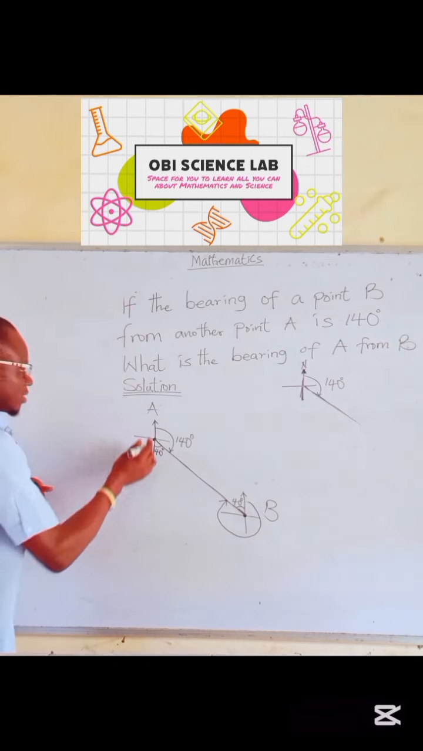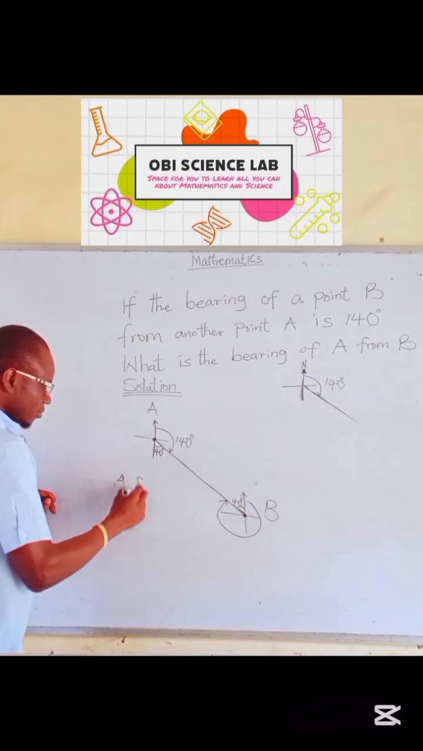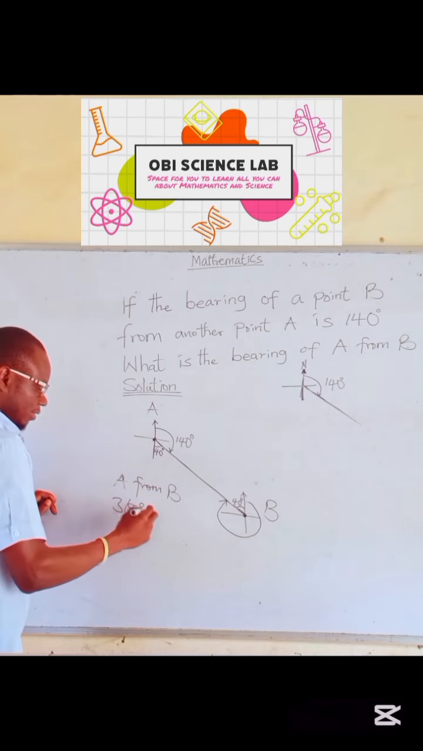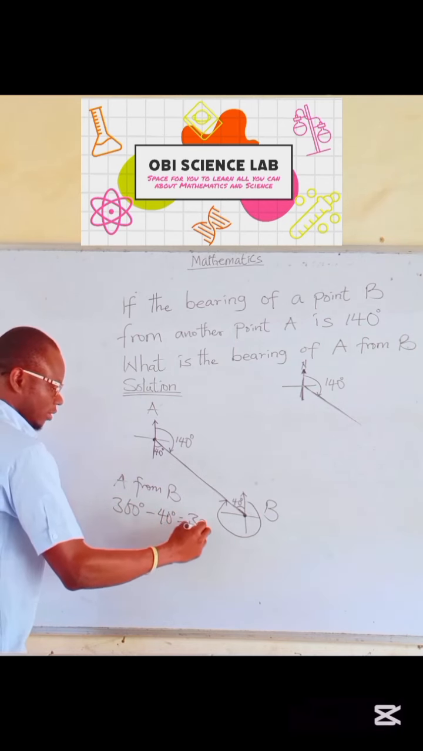So that means the bearing of A from B is going to be 360 degrees minus 40 degrees. That will give me 320 degrees.